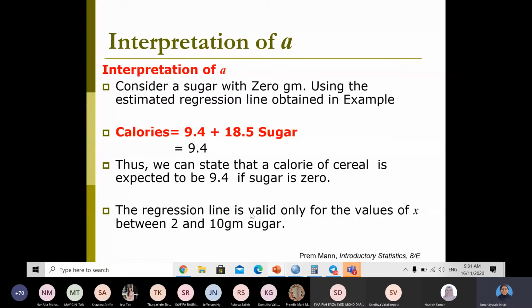The regression line is valid only for the values of X between 2 and 10 gram sugar. You actually cannot predict beyond that, you cannot extrapolate the line. So when the line is built using 2 and 10 gram, then it is valid for the range of those values.